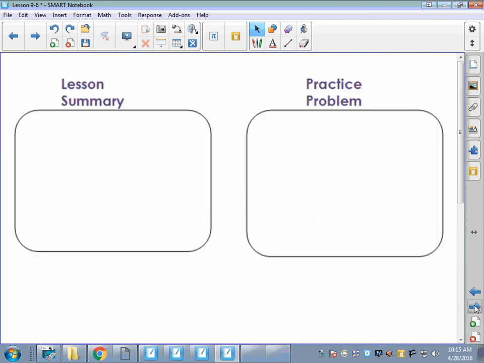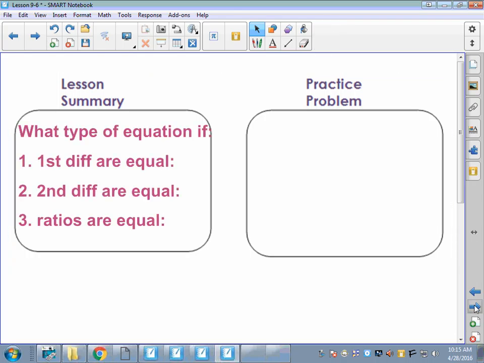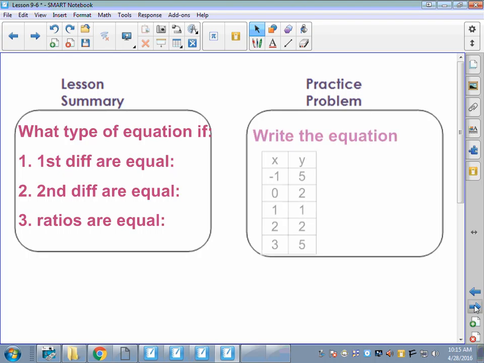So here's what I would like to know from you. Write down number 1: what type of equation do you have if the first differences are equal? Number 2: what kind of equation if the second differences are equal? And number 3: what kind of equation do you have if the ratios are equal? And write that equation. First decide if it's linear, quadratic, or exponential, and then use the examples that we did to write the equation. I'm looking for an actual y equals something equation.